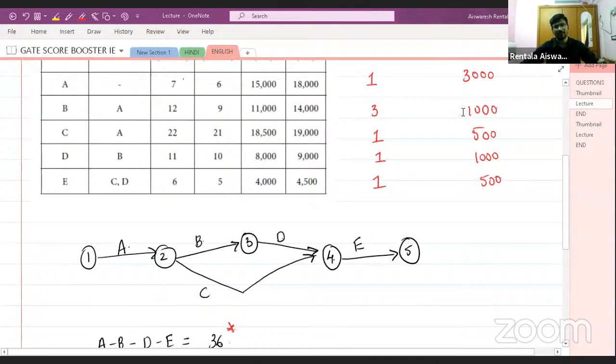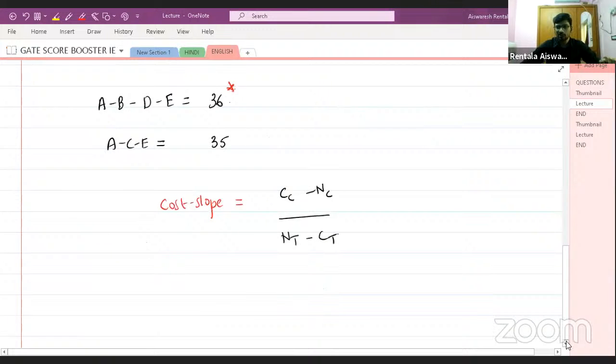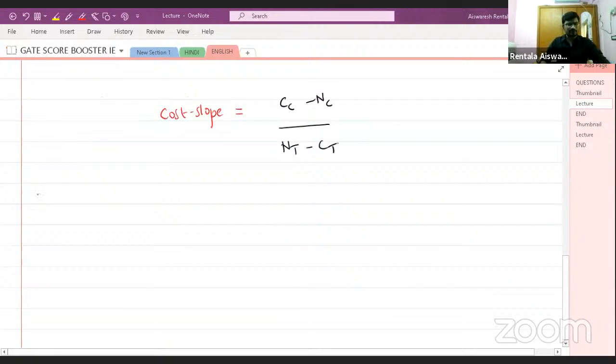Okay. Chalo. Now, let us calculate the total cost of the project. So the first step which you can do is to calculate the total cost of the project. So total cost will be equal to direct cost plus indirect cost per week into number of weeks.